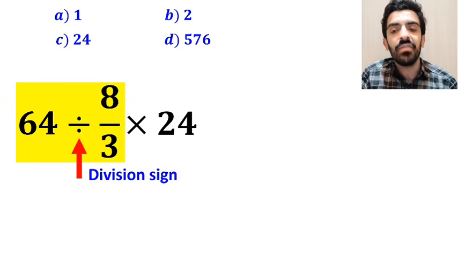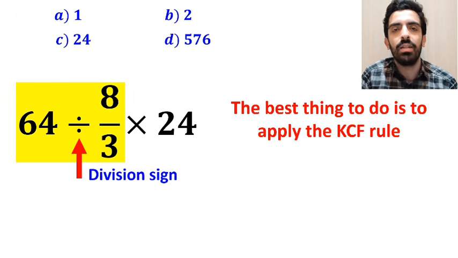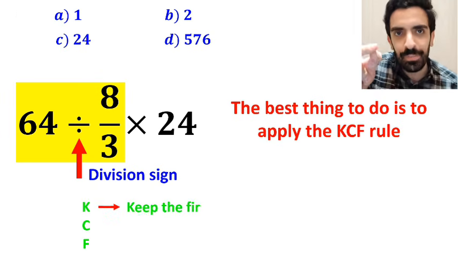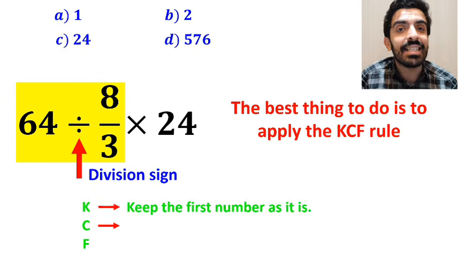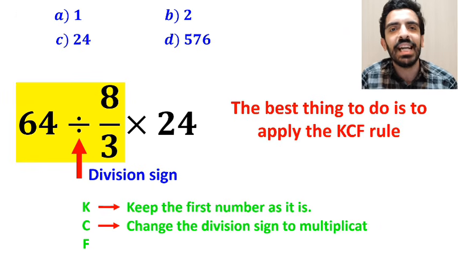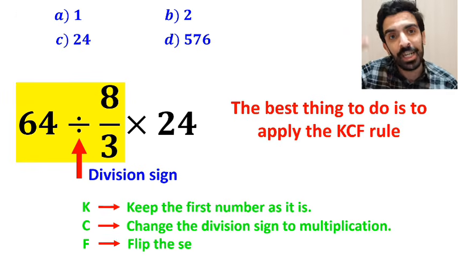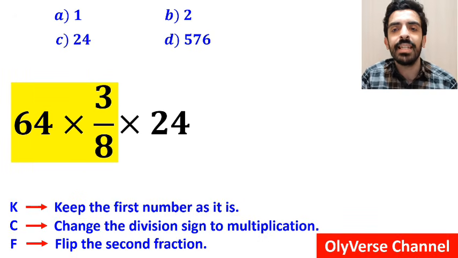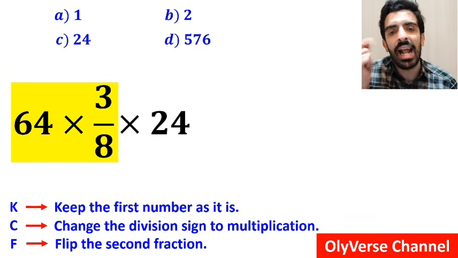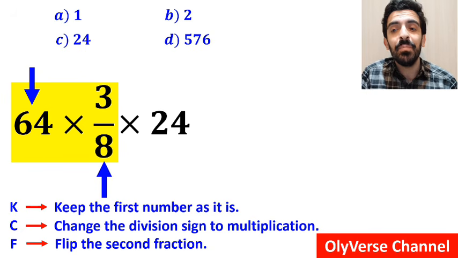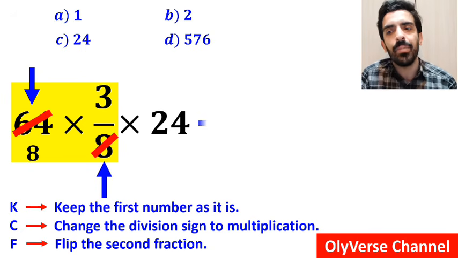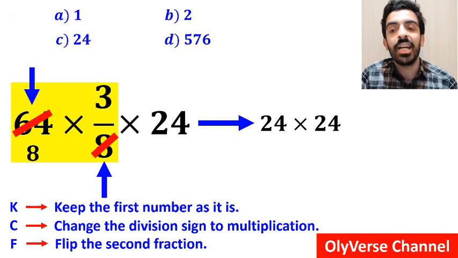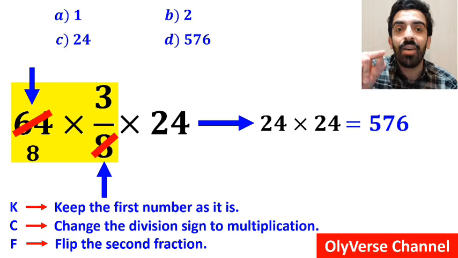Whenever we see a division sign between two terms, the best thing to do is to apply the KCF rule. In this rule, K stands for keep the first number as it is, C stands for change the division sign to multiplication, and F stands for flip the second fraction. So, we remove the highlighted part and write this expression as 64 multiplied by 3 over 8. Now, we can easily simplify the number 64 with the 8 in the denominator, and instead of this expression, we can write 24 multiplied by 24, which finally gives us the answer 576.